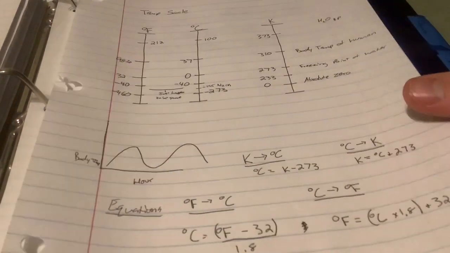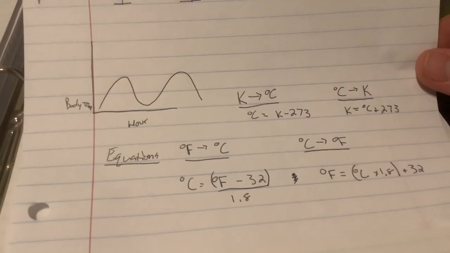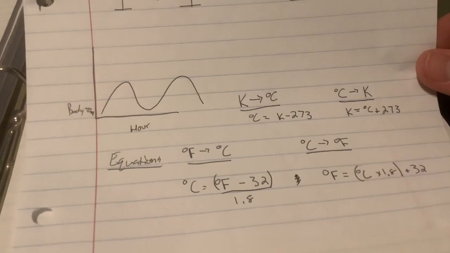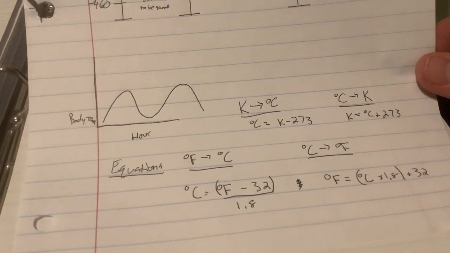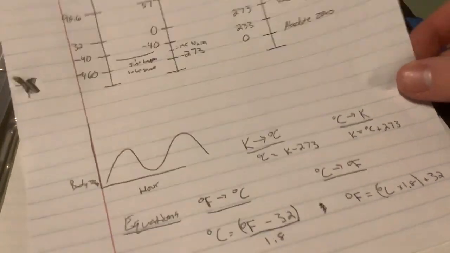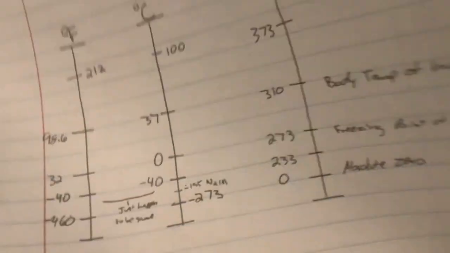And then just real quick, I don't think I'll ask this, but if you need equations to go to and from different degrees, you just gotta do all of this. So you have Kelvin to Celsius, Celsius to Kelvin, Fahrenheit to Celsius, Celsius to Fahrenheit, and you can't go from Kelvin to Fahrenheit or Fahrenheit to Kelvin. You have to pass through Celsius. And then up here is just like the chart he had us do, like what each thing is.